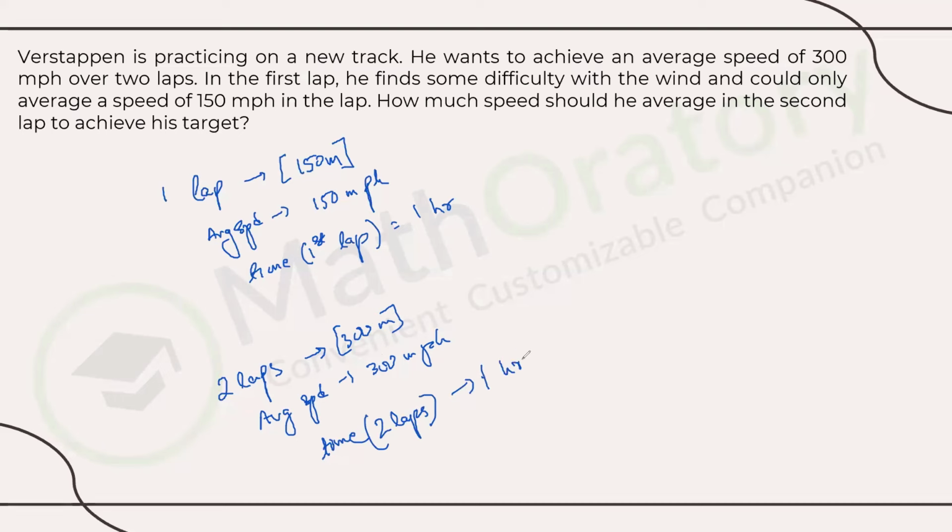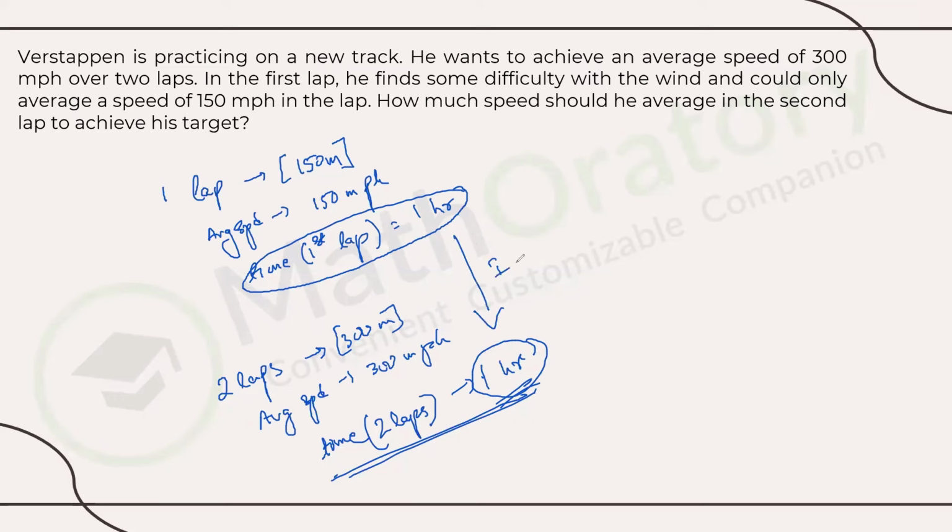1 hour? Correct. Now, how is this possible? If the time for the first lap that he traveled is 1 hour, then how can the time for 2 laps be 1 hour? How can he travel the second lap in 0 time? Even a flash would not be possible, right? Exactly. Even if it is 0.00000000001 second, it should be something. It cannot be 0. It cannot be an absolute 0. So basically, this is an impossible task, right?